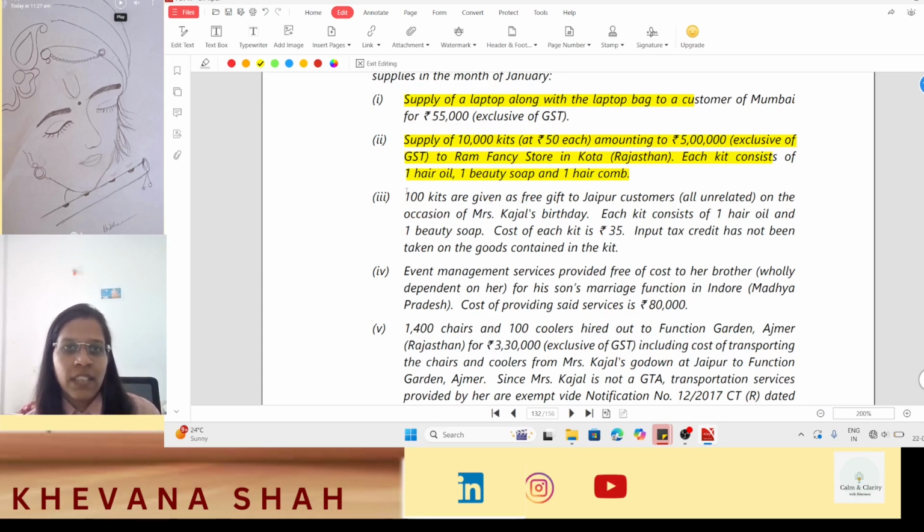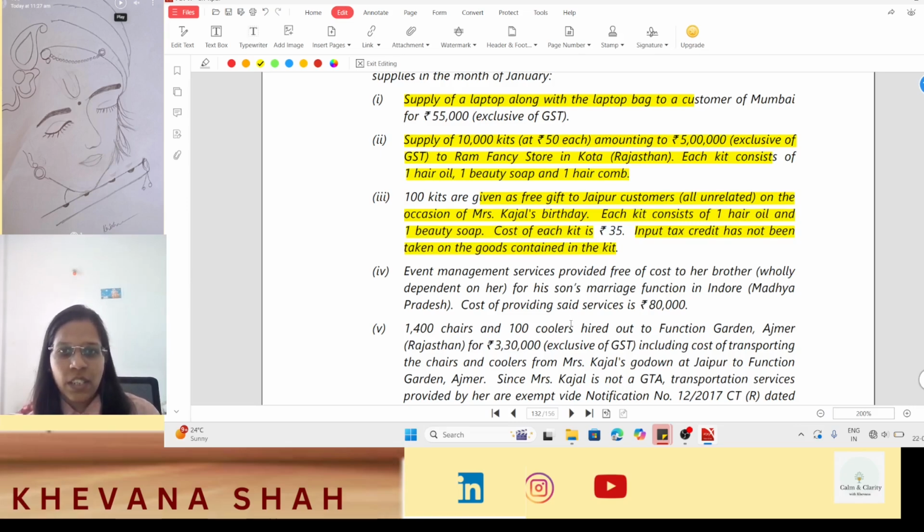Then the third one is 100 kits given as a free gift to unrelated Jaipur customers on the occasion of Miss Kajal's birthday. Each kit consists of hair oil and beauty soap. Again it is a mixed supply, and what they are saying is that ITC has not been taken on the goods.